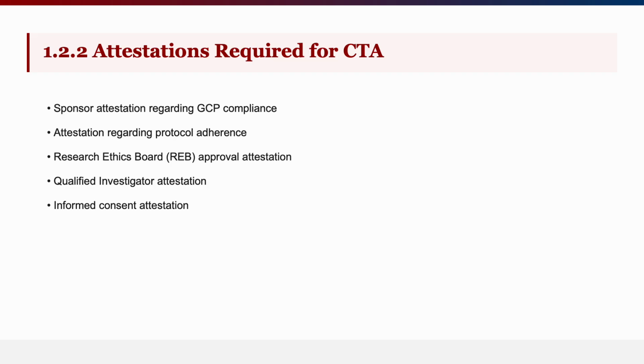The Qualified Investigator Attestation confirms that each clinical trial site will be supervised by a qualified investigator who meets the requirements under Division 5. The QI must be a physician or, in certain circumstances, a dentist licensed to practice in the province where the trial site is located. The Informed Consent Attestation confirms that informed consent will be obtained from each trial subject before any trial-related procedures are performed. The consent process must comply with Canadian regulatory requirements and REB-approved procedures.